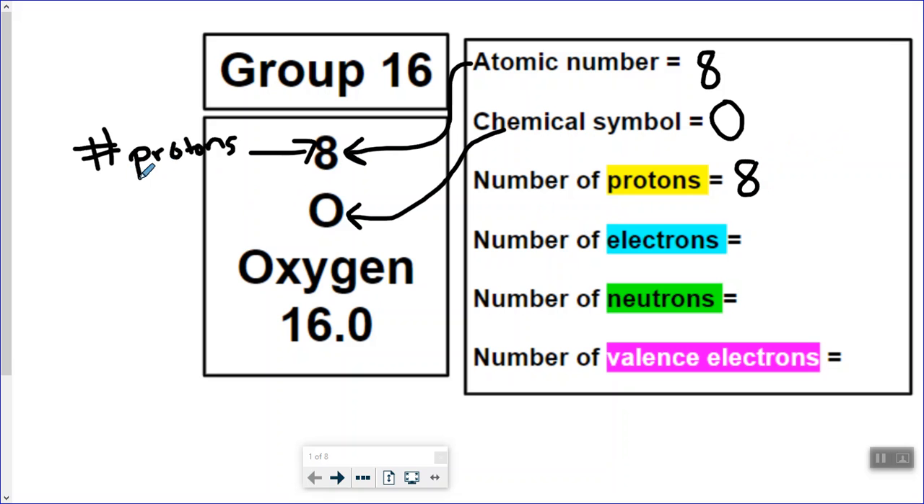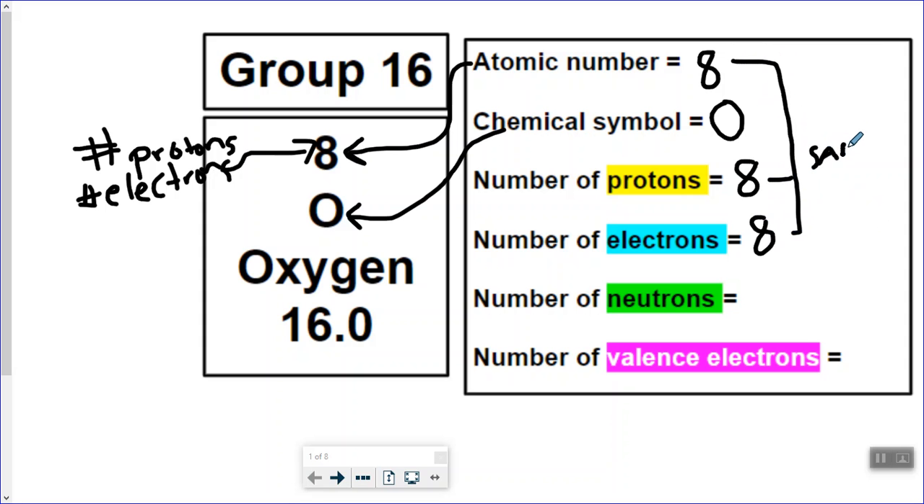Number of electrons is the same as the number of protons. Okay, so we have to look at the atomic number again. The number of electrons is the same as the number of protons. So oxygen has 8 protons and 8 electrons. Okay, these are the same. Okay, lo mismo.